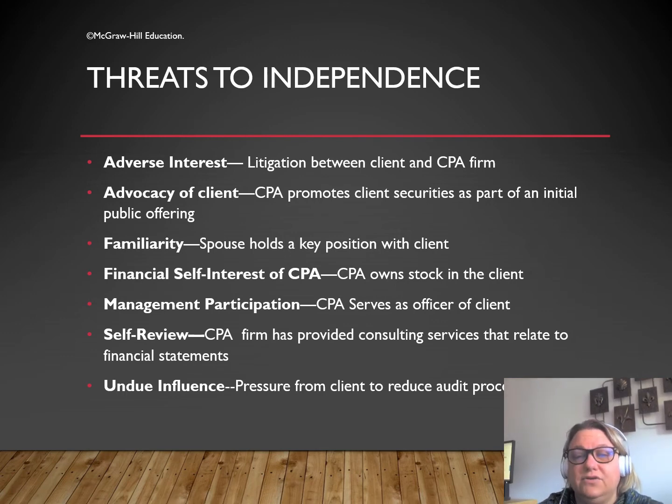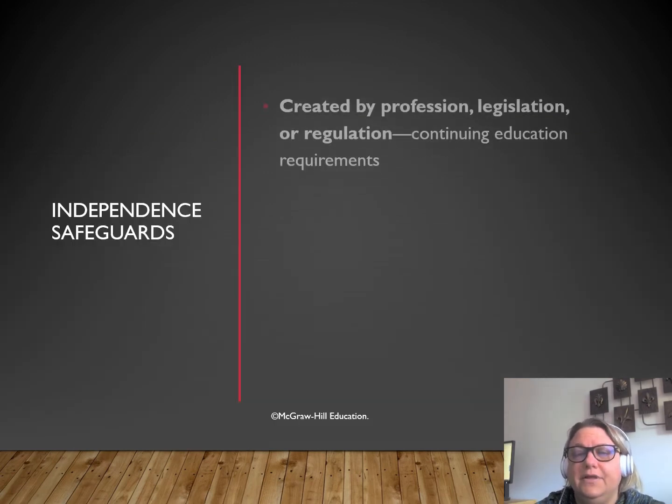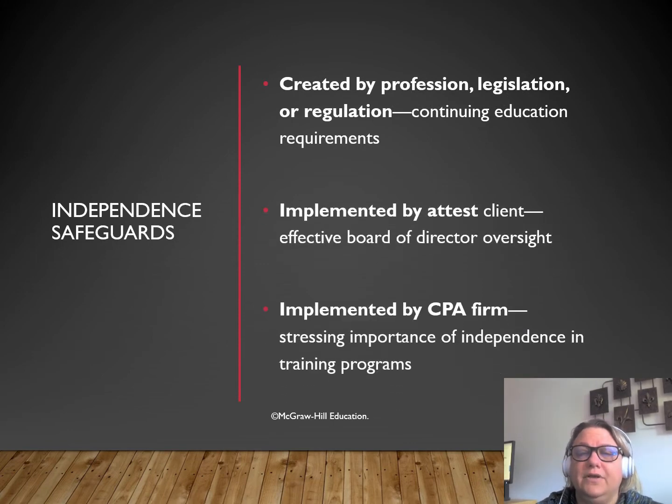Financial self-interest of the CPA, so if they own stock. Management participation, the CPA serves as an officer of the client. Self-review. So if the CPA provided consulting services that relate to the financial statements and then turned around and audited them. And then finally, undue influence, which would be pressure from the client to reduce the audit. And just like other threats, the safeguards that are in place are created, like continuing education, effective board of director oversight, and stressing the importance of independence in training programs.